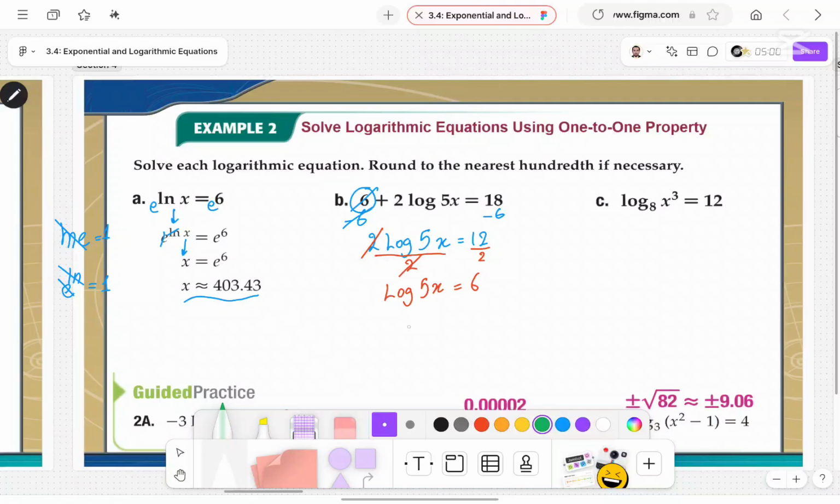Common logarithm means common base. 10 to the power of 6 equals 5x. Now let's solve this one. It's easy to solve. We need to isolate x. So now we divide by 5. We divide by 5, 5 with 5, x is equal, it will become 200,000. Okay, so this is the answer.